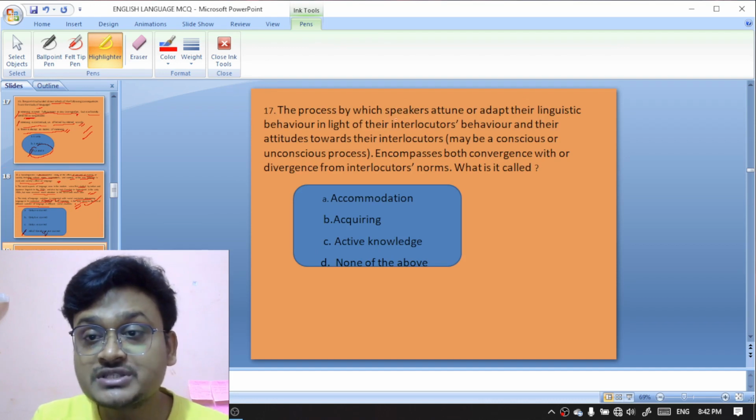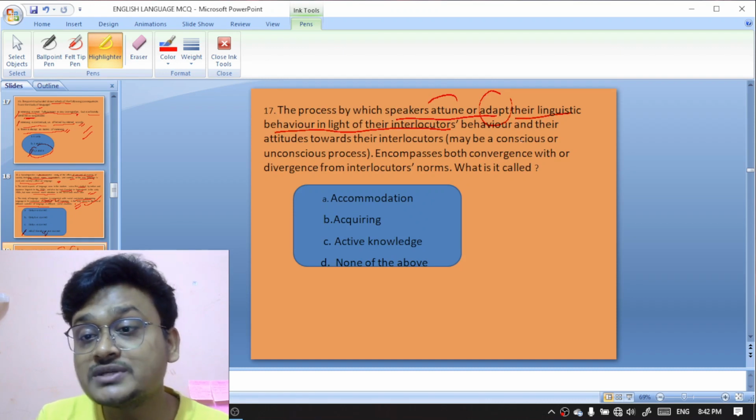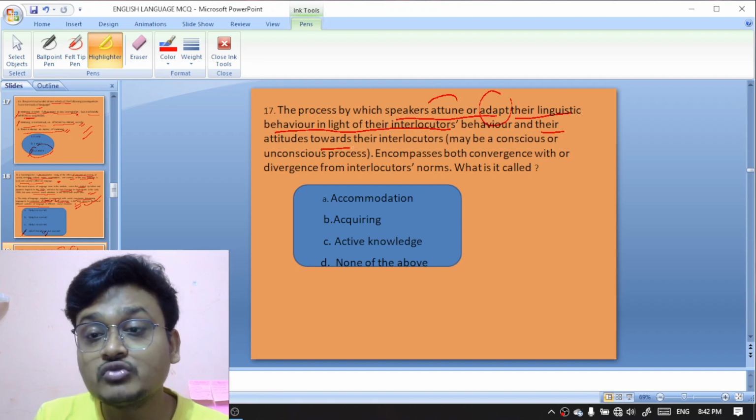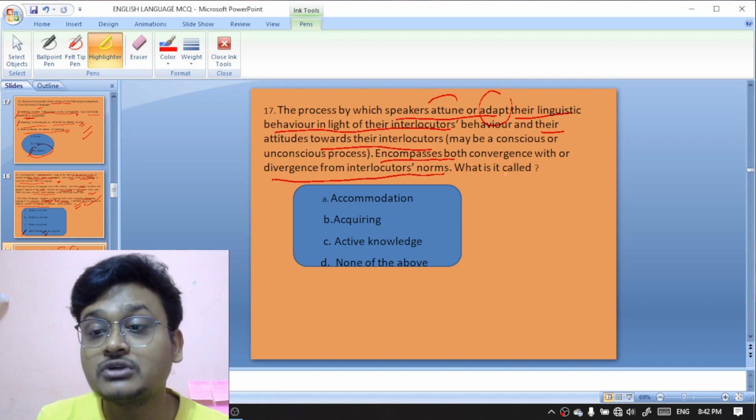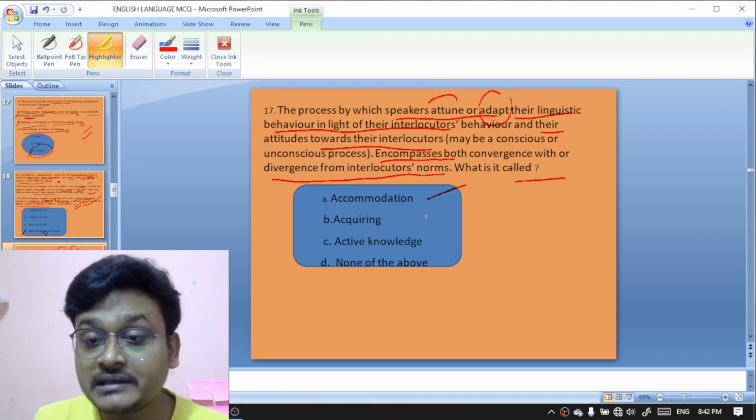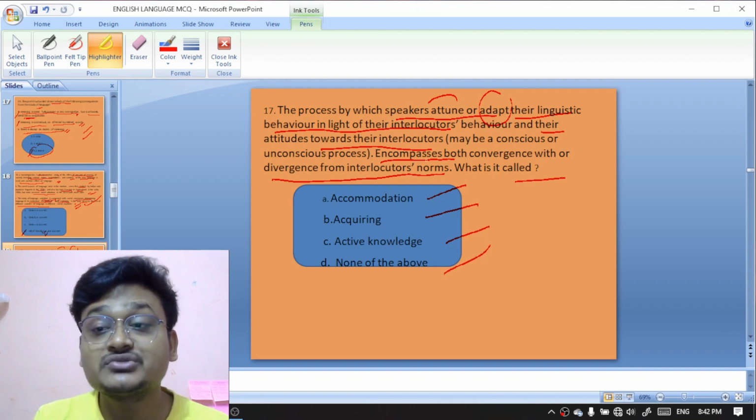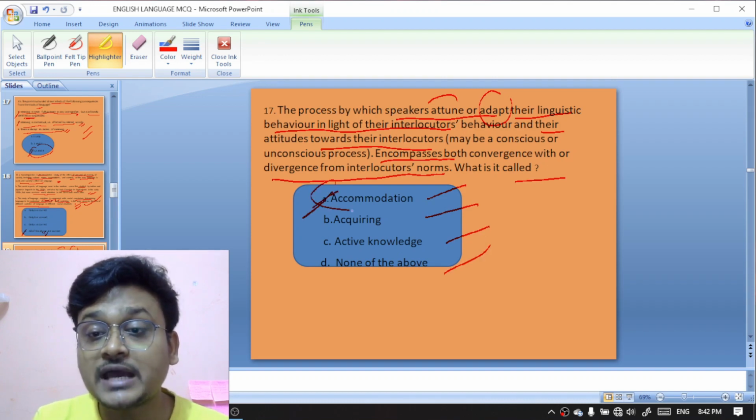The process by which speakers attune or adapt their linguistic behavior in light of their interlocutors' behavior and their attitudes towards their interlocutors encompasses both convergence with or divergence from interlocutors' norms. What is it called? Accommodation, acquiring, active knowledge, none of the above. So adaptability means here accommodation. He is accommodating. So accommodation is the right option here.